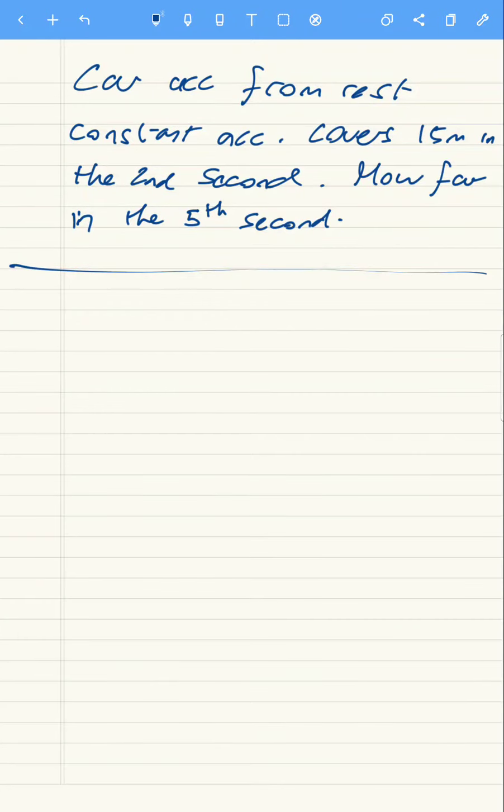So accelerating from rest at constant acceleration. What we need to do is use S equals ut plus half at squared.